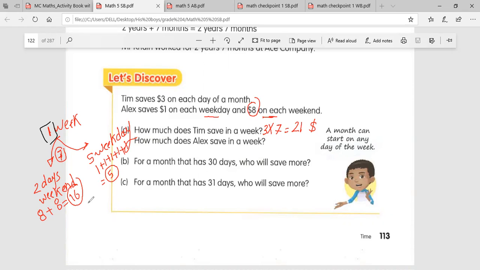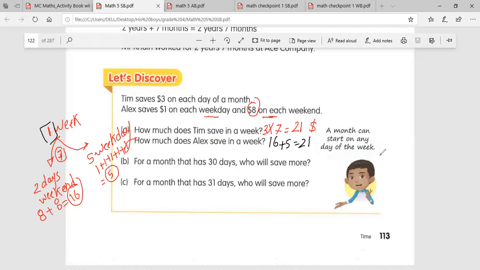So how much in one week? How much does Alex save in a week? You take 16 plus 5. 16 plus 5 equals 21. Do you understand, Aser? Do you have a problem now? Okay. Yamin, do you understand? Yes. I understand.